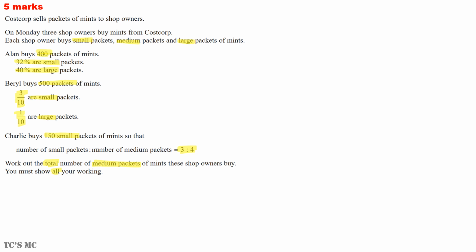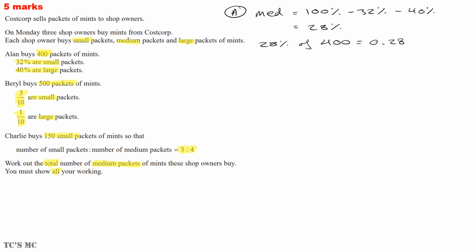Let's start with Alan. We need to work out what percentage were medium. So we're going to do 100%, subtract 32%, subtract 40%. That leaves us 28%. We need to work out 28% of 400. I'm going to use a multiplier method. 0.28 multiplied by 400, and that leaves us 112. So Alan bought 112 medium packets. We now have 1 mark.